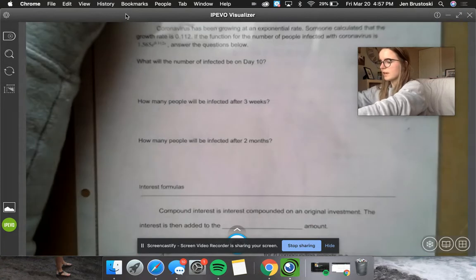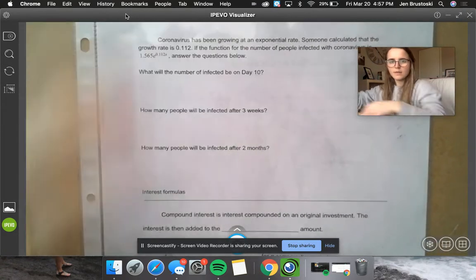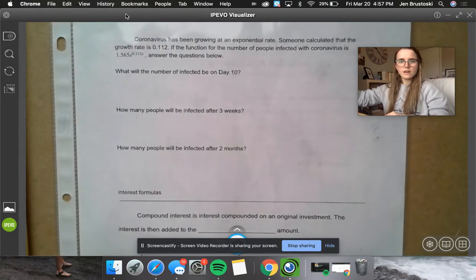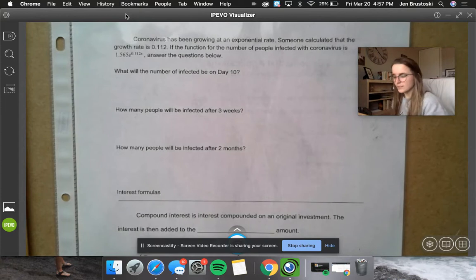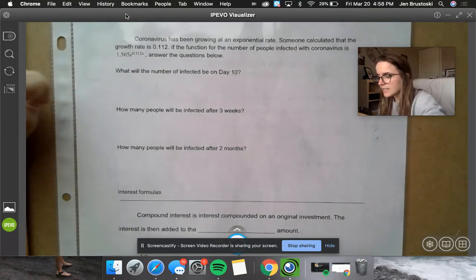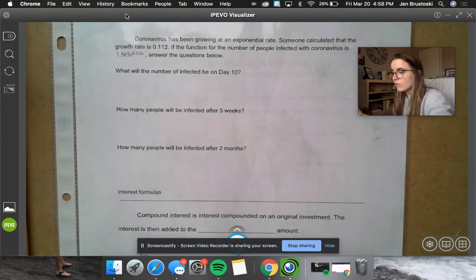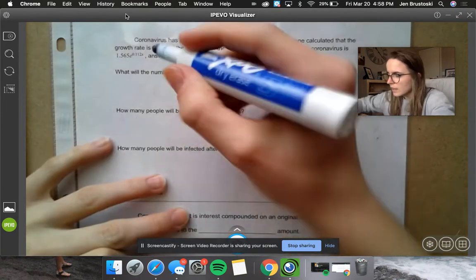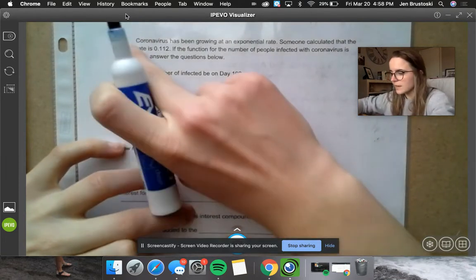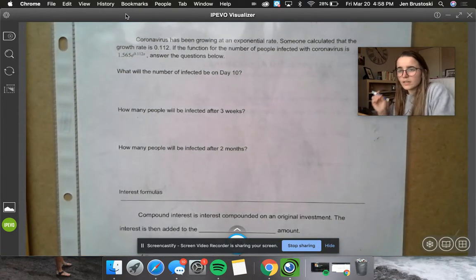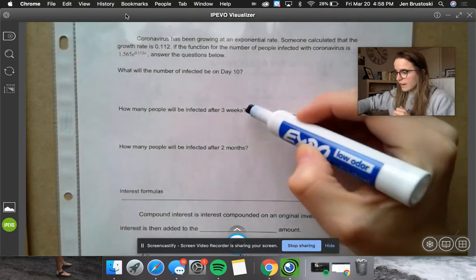Let me fix my camera so we can see a little better. Okay, there we go. So coronavirus is real. It is following an exponential curve. Actually, I had the exponential curve up, I took it down. But someone basically calculated that 1.565 e to the 0.112x is the exponential equation of growth for coronavirus. The growth rate is that 0.112 that we see right here in the equation, and that's an exponent there. So we're just going to calculate what each of these values are going to be.